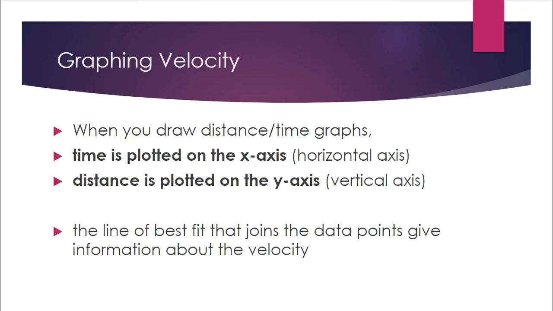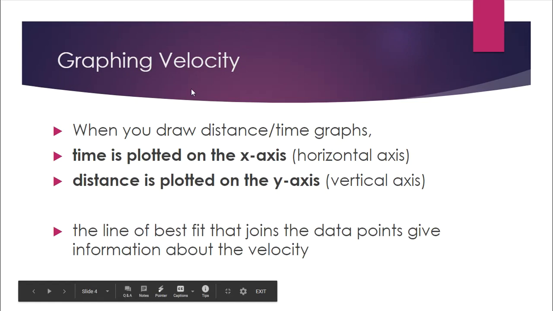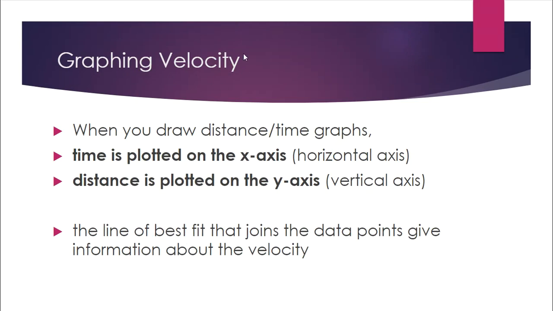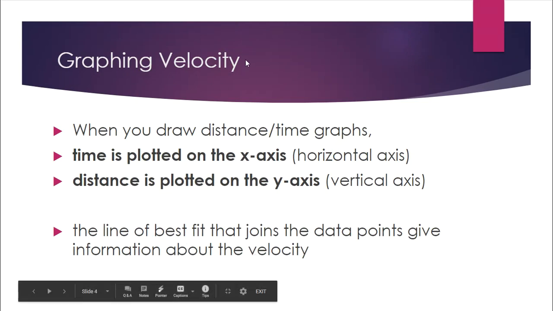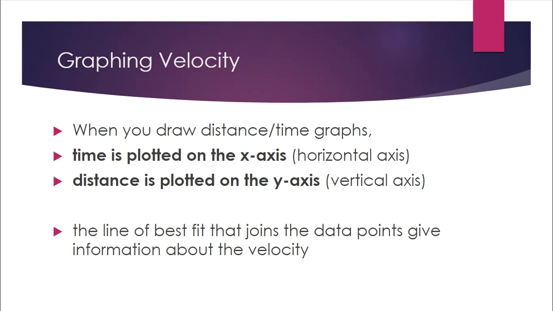When you draw distance versus time graphs, first of all, time is plotted on the x-axis. This is the one on the horizontal axis, the one that goes back and forth, right? So the time is always on the x-axis. Distance is always on the y-axis. That's the one that goes vertically, or up and down. The line of best fit that joins the data points gives information about the velocity.